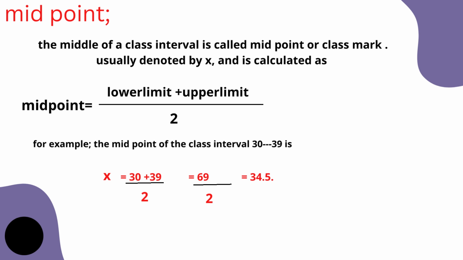The next one is the midpoint. The middle of a class interval is called the midpoint or class mark, usually denoted by X, and is calculated as midpoint equals lower limit plus upper limit divided by 2. For example, the midpoint of the class interval from 30 to 39 is 30, the lower limit, plus 39, the upper limit, divided by 2. We get 69 divided by 2, which is equal to 34.5. A small topic but an important topic.